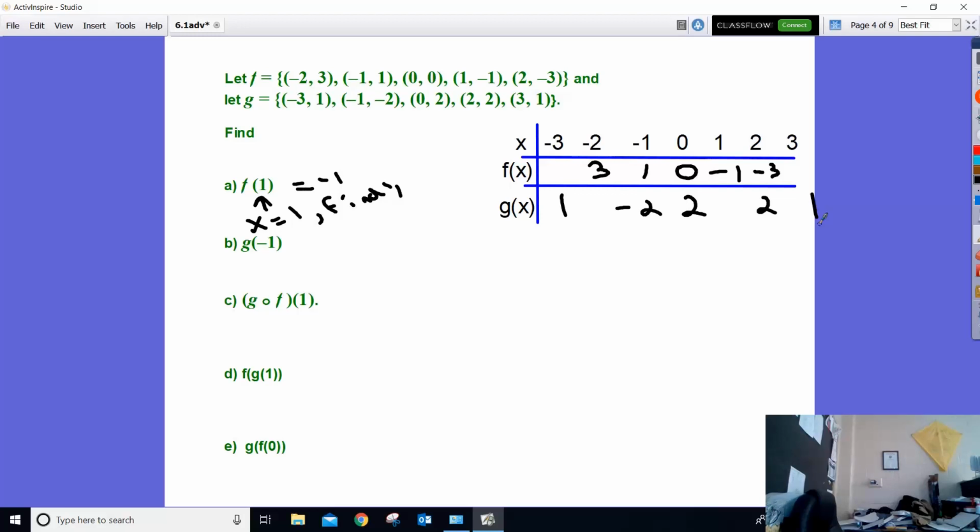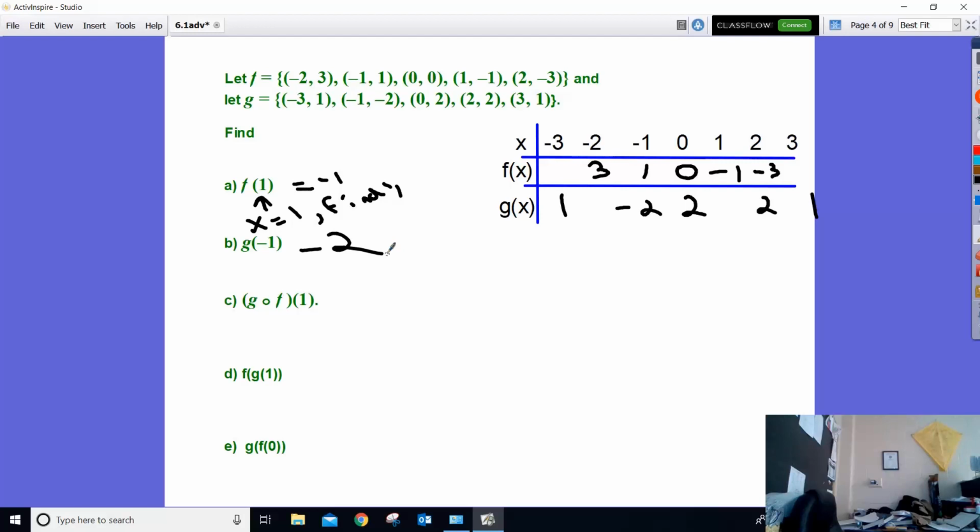The reason I'm trying to move this over to a table is, one, your homework's got a table, and first thing you see is a table, right? That's how you make tables. Anyways, g of negative 1. Who knows what g of negative 1 is now that we have a nice table? Negative 2. It says find x where x is negative 1, and then look at g, negative 2.